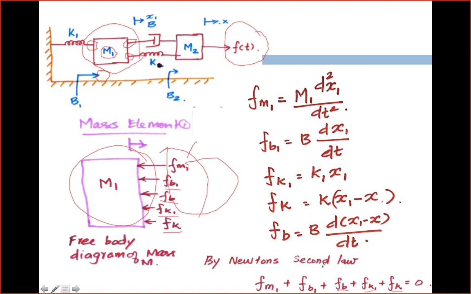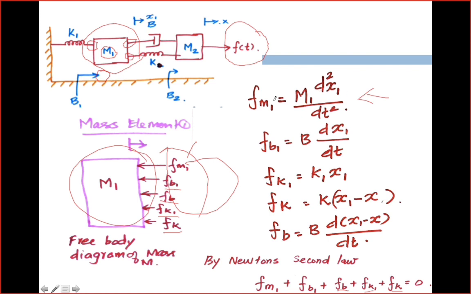This is using Newton's second law. Applied force is equal to opposing force, or we can even say that the sum of applied and opposing forces is equal to 0. Now we are going to write the differential equations related to all these forces. First we are going to discuss the differential equation of the mass element force Fm1.